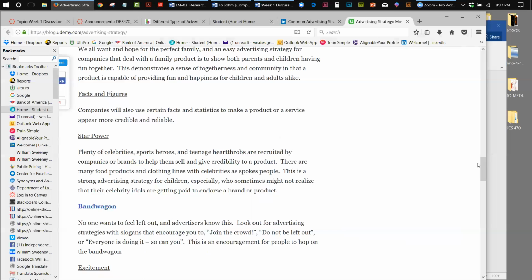Recruited by companies or brands that help them sell and give credibility to a product. There are many food products and clothing lines with celebrities as spokespeople. So that's true. But again, as I say, it all depends on the food and the product. A lot of times with food products, you can get a quirky star who's very humorous and very appealing. And if you have the food product promoted properly with that quirky star, it could work tremendously.